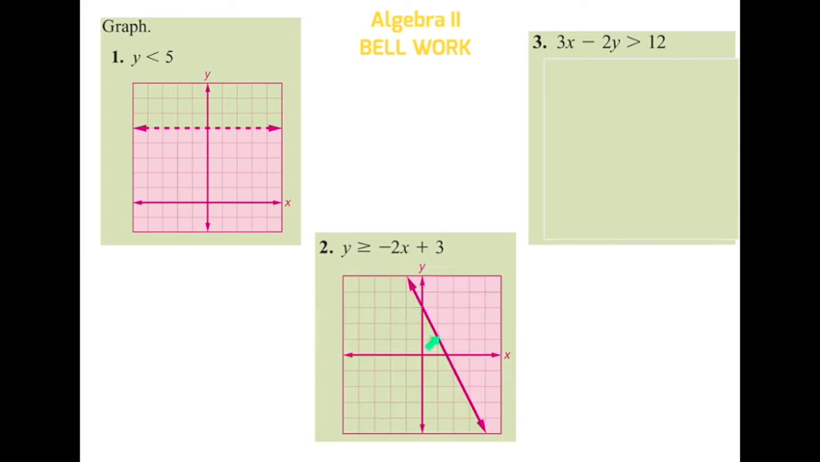and over 1. That was your line. This one is solid because of this or equal to. Greater than means you're going to shade everything above it. Typically, I find the y-intercept and shade above that.